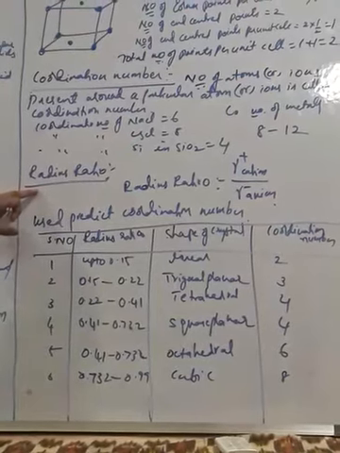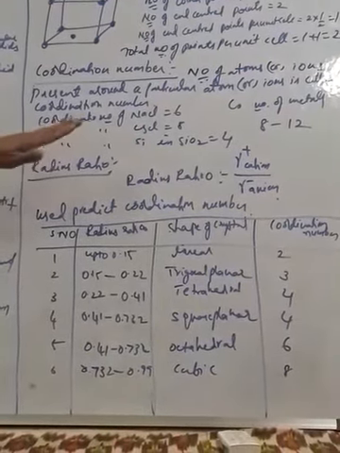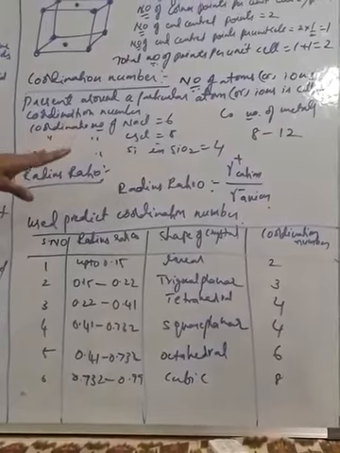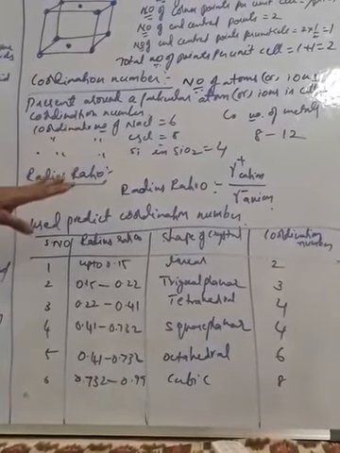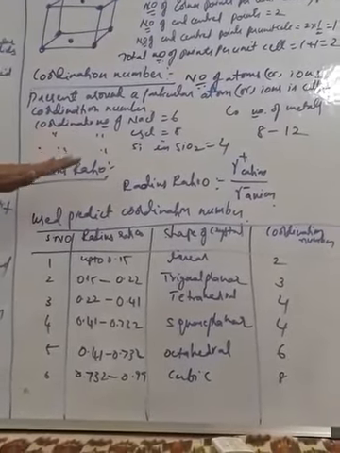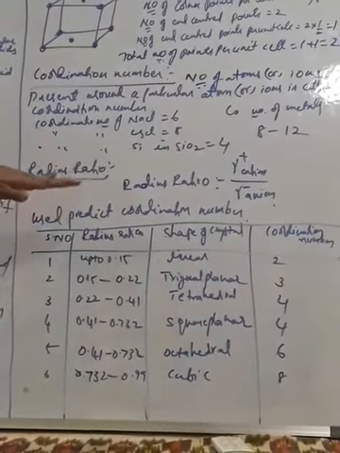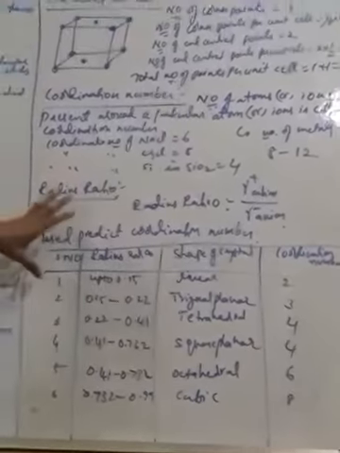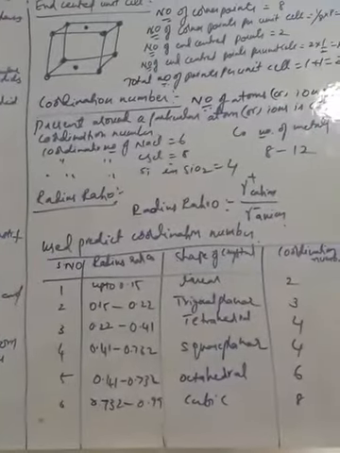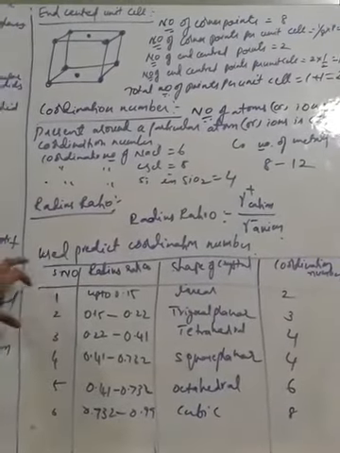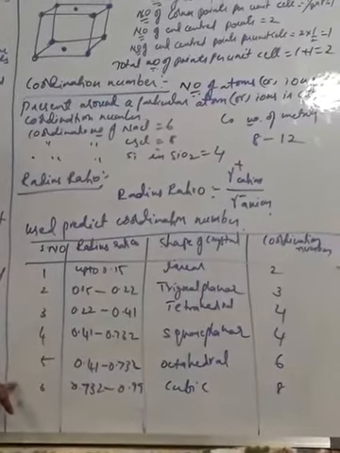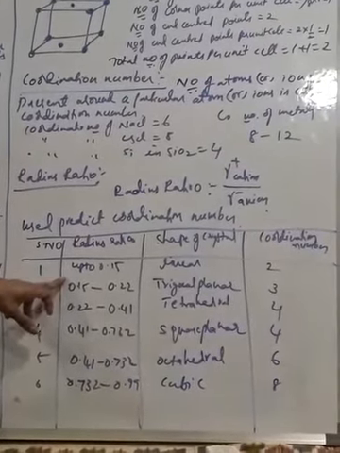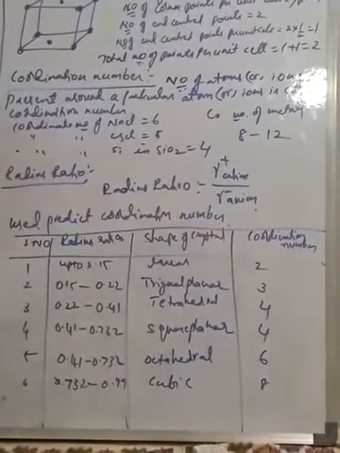So next, radius ratio. Radius ratio is the ratio of the radius of the cation and the radius of the anion. So, the ratio of the radius of the smaller ion and the radius of the larger ion. Generally, radius ratio is used to predict the coordination number of crystal lattices. Here, the diagram form is there. Basing upon the radius ratio, we can predict the coordination number.